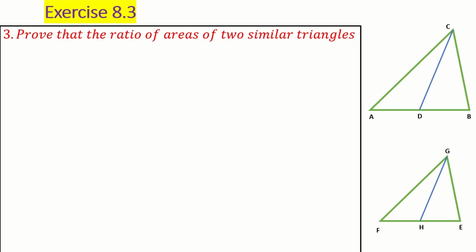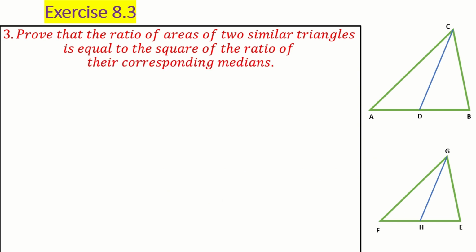Prove that the ratio of areas of two similar triangles is equal to the square of the ratio of their corresponding medians. Okay, this is just an extension of the same theorem. Before, we know that the ratio of areas of similar triangles is equal to the square of the ratio of their corresponding sides. Correct?